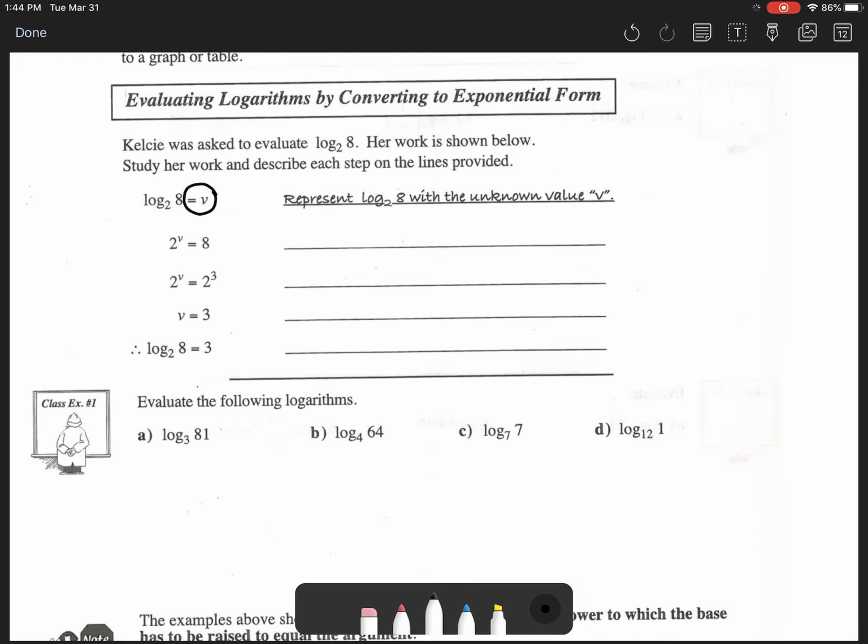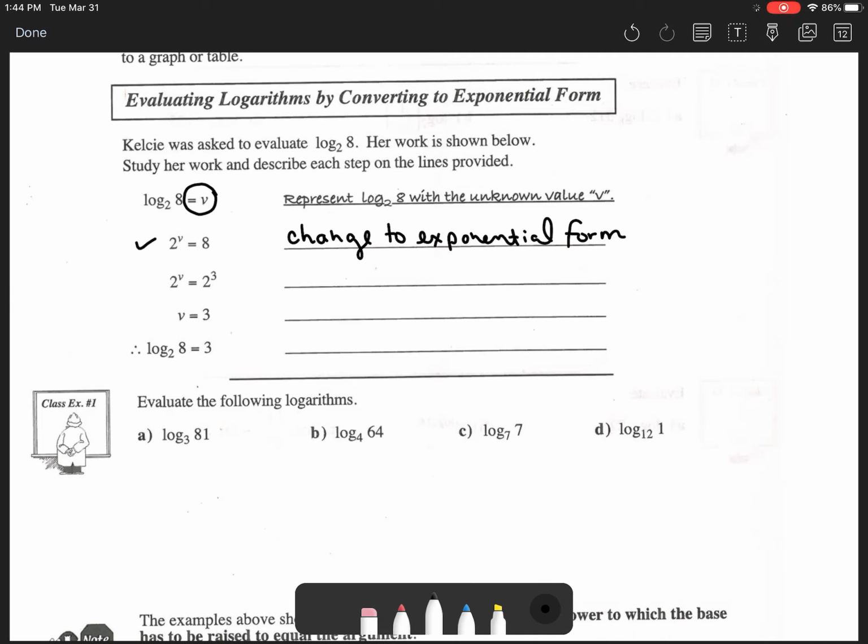Now, in the next step, step 2, they want us to write down on the line what they've done going from step 1 to step 2. All that we've done from step 1 to step 2 is we changed the equation to exponential form. And again, this is what we learned how to do last day.